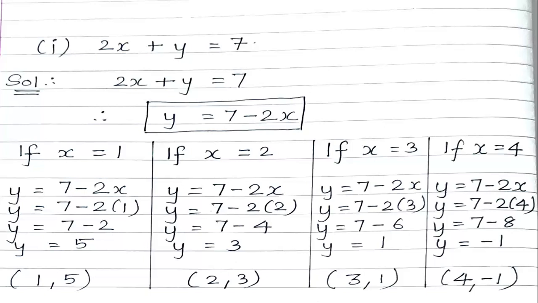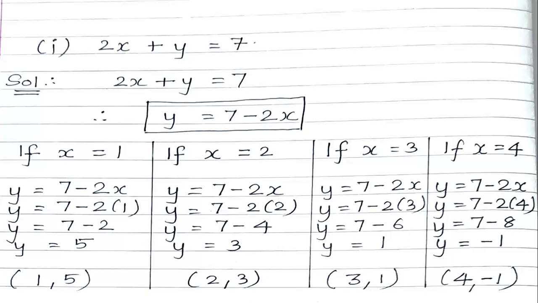Now, since we have been asked to find 4 solutions for each of the equations, let us try to put a few more numbers for x. Say if x is equal to 2, that is replacing x by the number 2, and you solve the equation, you get that y is equal to 3. Now, what can we conclude? 2 comma 3, 2 which is the x coordinate and 3 which is the y coordinate, is a solution for the equation 2x plus y is equal to 7.